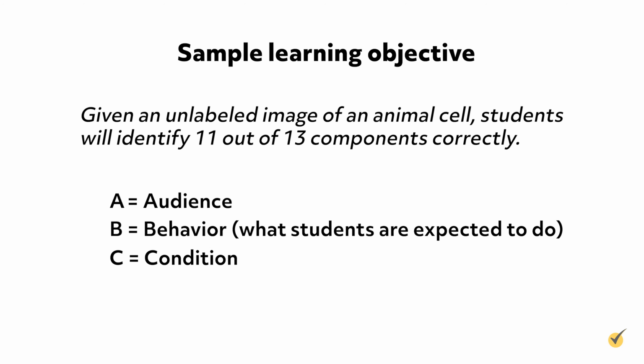The C stands for condition. This part of the objective outlines under what condition the learning will occur. This part of the objective commonly lists any manipulatives or tools available to the students or the setting in which the learning will take place.